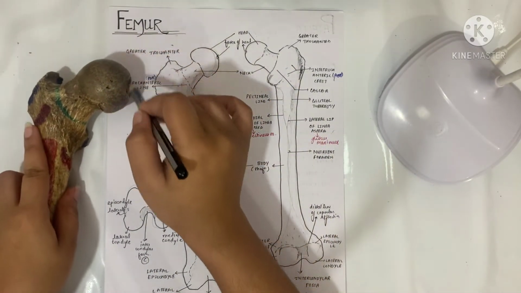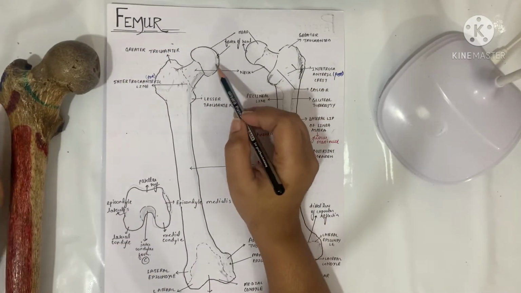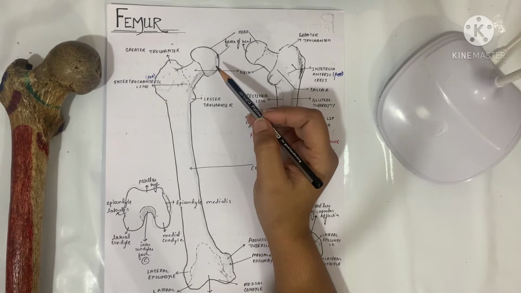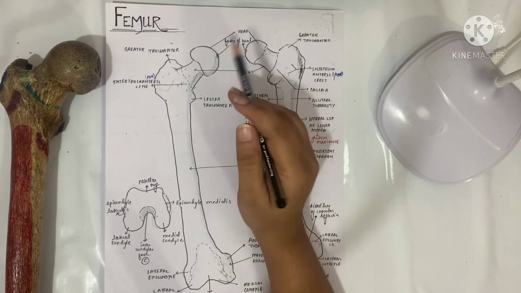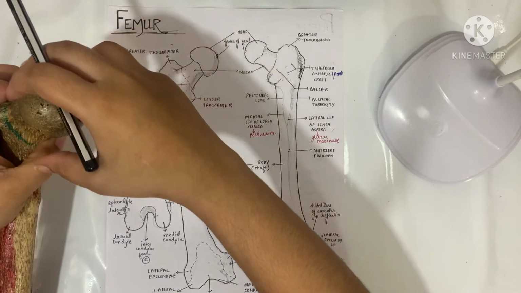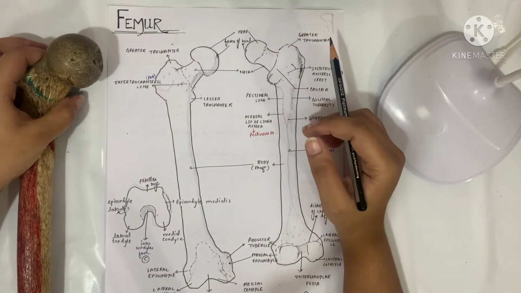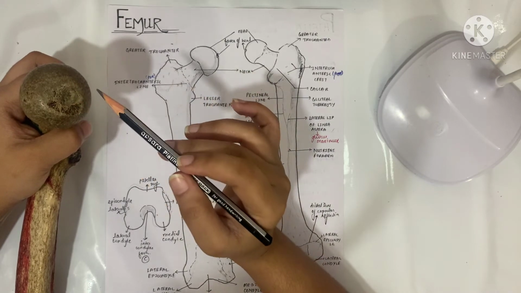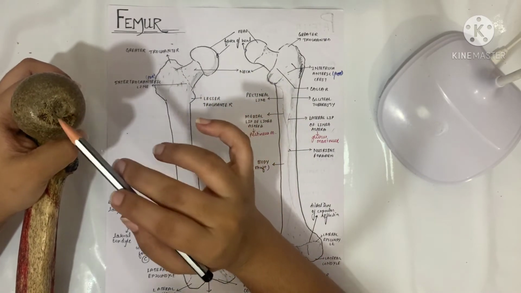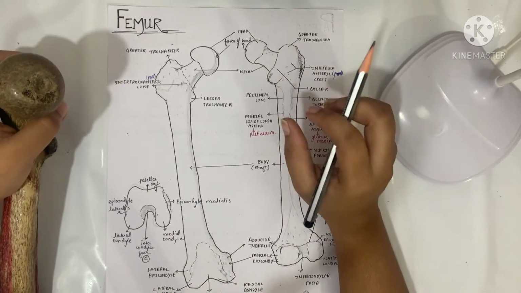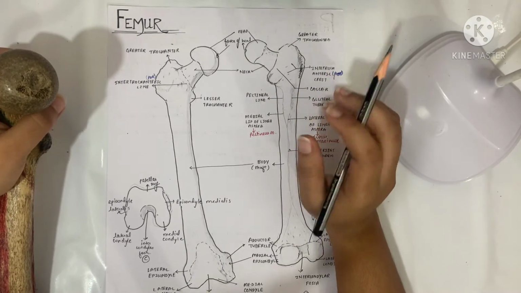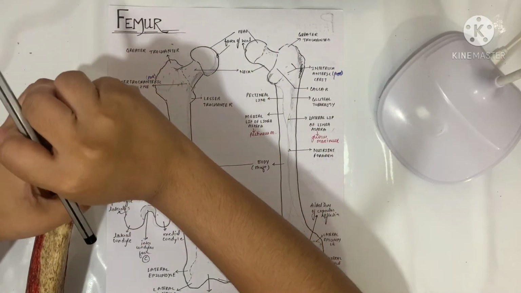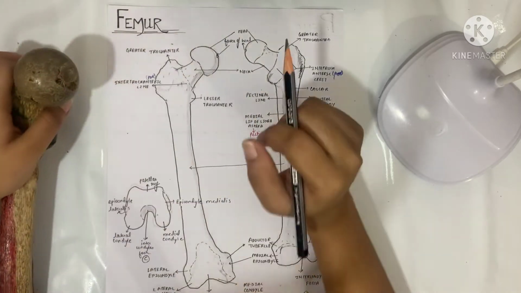See, this is the head. This is the head, it forms more than half a sphere and is directed upward, a little toward the top, forward, and there is a depression. This is called the fovea, and it gives attachment to the round ligament. Which ligament is attached? Round ligament. In living humans, the head is covered by hyaline cartilage and articulates with the acetabulum.